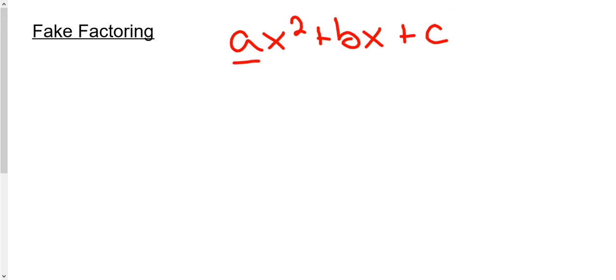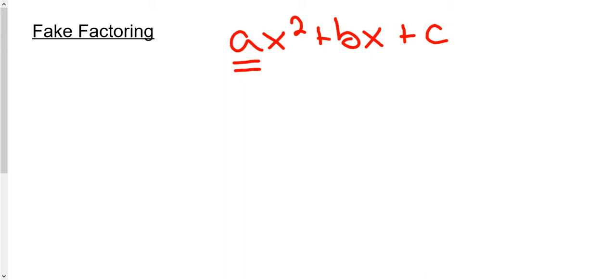So fake factoring is a way of factoring a quadratic like ax squared plus bx plus c if the a value doesn't equal the number 1. If it's any other number than 1 and the quadratic can be factored, then we can use this method of fake factoring. And it has 3 steps that are different from factoring a quadratic with an a factor that is 1.